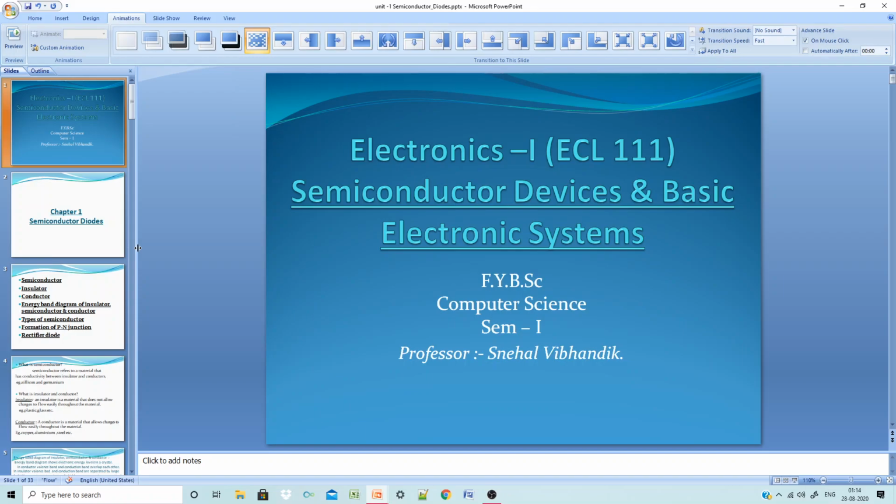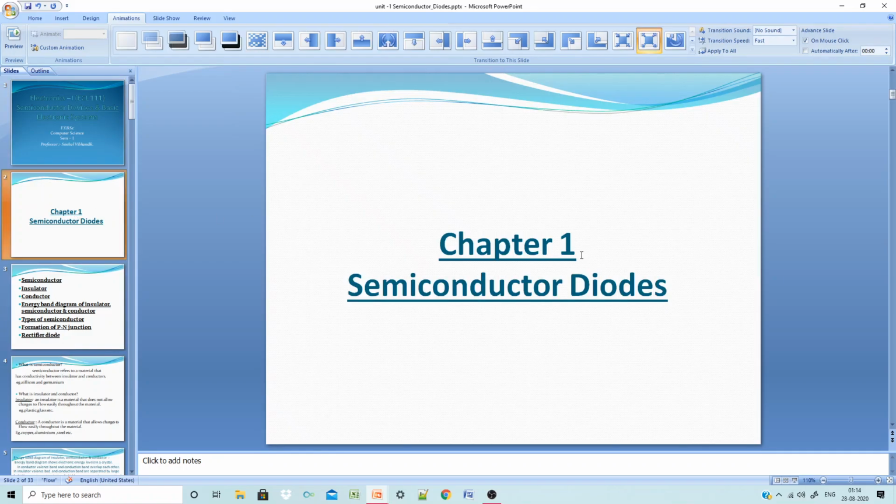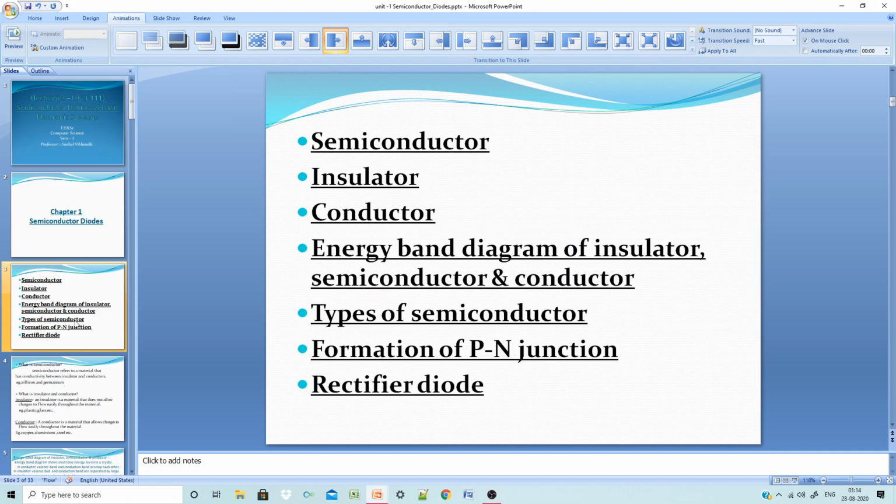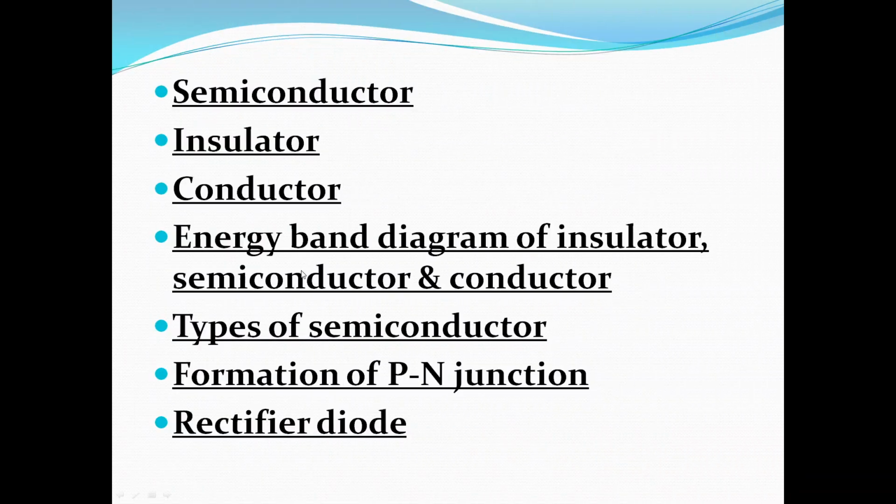Students, in this course, we first start by looking at Unit 1, Semiconductor Diodes. So your chapter 1 is Semiconductor Diodes. Today we are focused on semiconductor, insulator, conductor, energy band diagram of insulator, semiconductor and conductor. Then next is type of semiconductor, then formation of PN junction and rectifier diode.